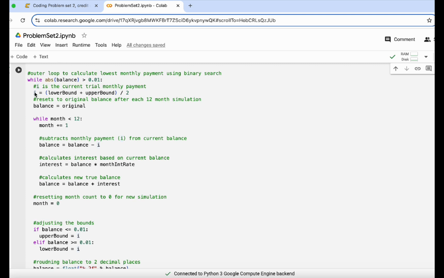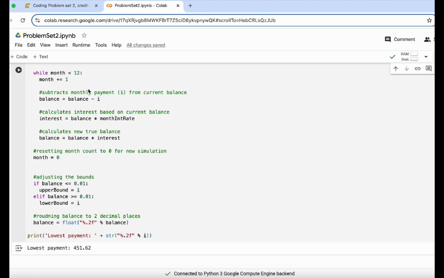The variable i right here is the midpoint between lower and upper. So it's basically just the trial monthly payment that the code is actively testing. And then when we are resetting the balance to the original, like I said up there, the original holds that original balance of 5,000. This reset is necessary just for each and every trial that we go through.